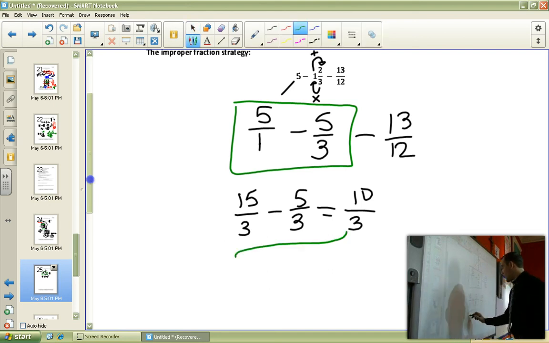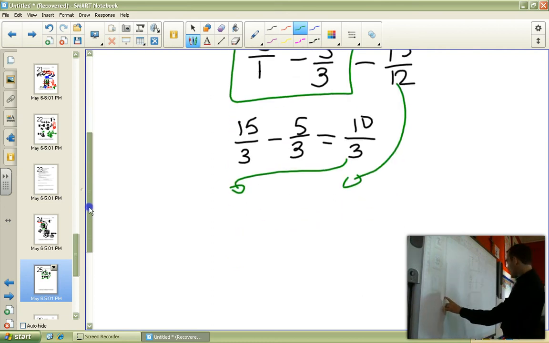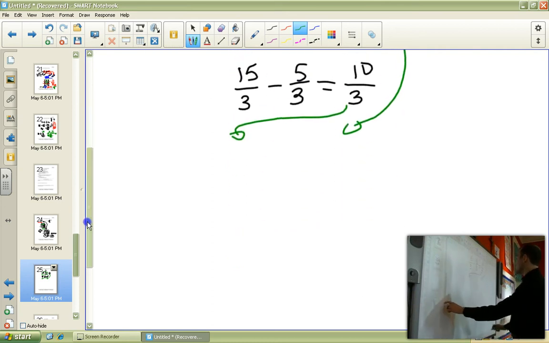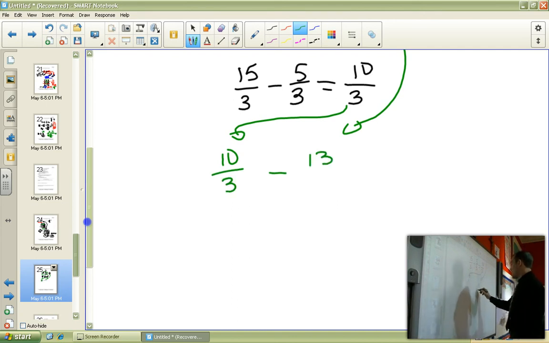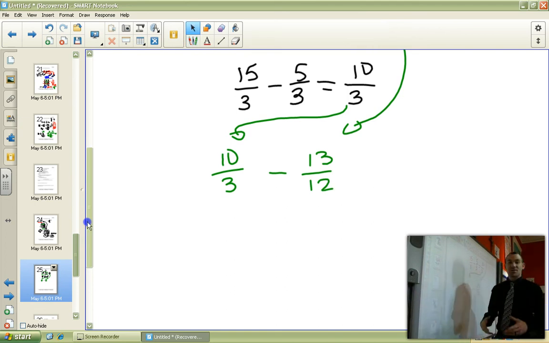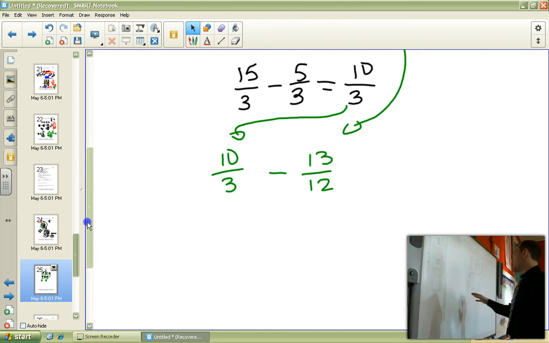So what do I need to do now? I need to bring down that answer, and I need to bring down the last section of my problem. Scroll down here so it's a little bit easier to see. I have 10/3 minus 13/12. Okay, so now we have a little bit of an issue. We don't have a common denominator, and this one will be a little bit harder.